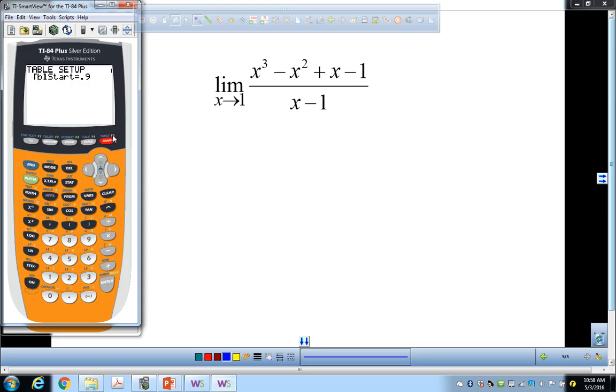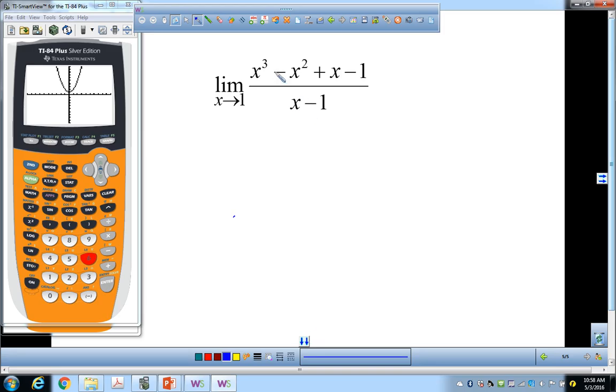If I look at my table, as I get close to 1, what value does this function seem to be approaching? It appears to be approaching 2. And if I graph this, zoom 6, what shape do I get? Why does this look like a parabola? Because if I divided this into this, I would get the equation of a parabola, an x squared equation everywhere except exactly at (1, 2). At (1, 2), I would have a hole in the graph. So this is a graph of a parabola.